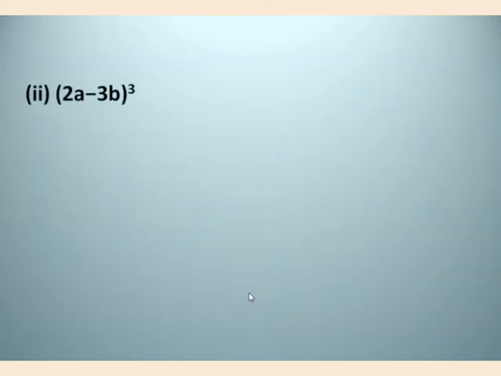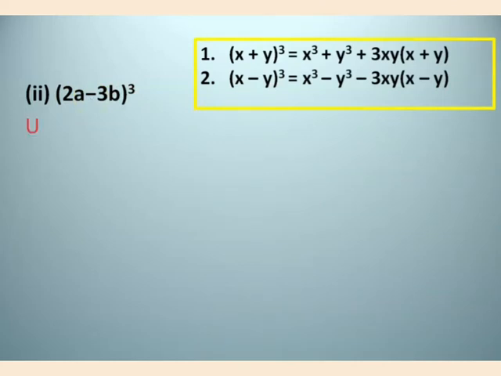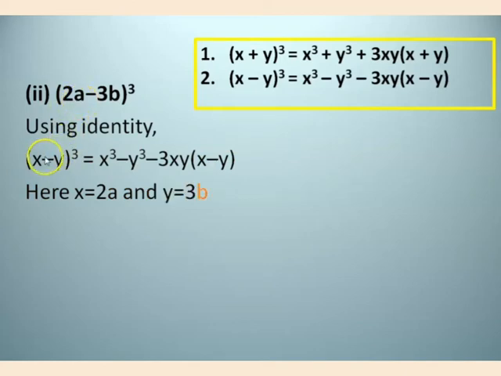We'll move on to the second problem, that is 2a minus 3b the whole cube. Now look at here, you have x term, y term and you have a negative symbol here. So now we are going to use the second identity, that is x minus y the whole cube equals x cube minus y cube minus 3xy into x minus y. So here in the place of x you have 2a and in the place of y you have 3b. Now we are going to substitute it.